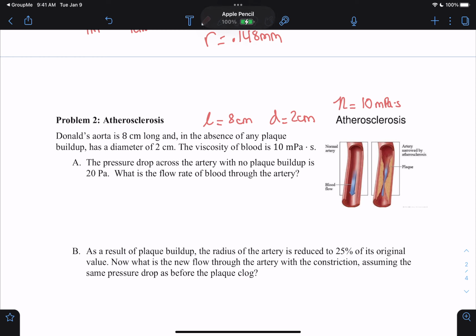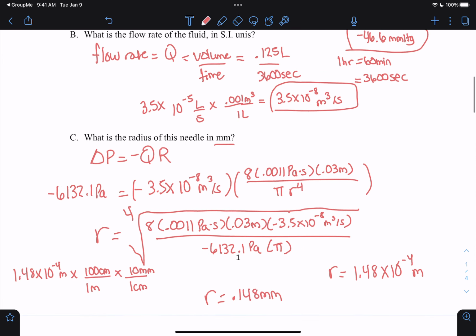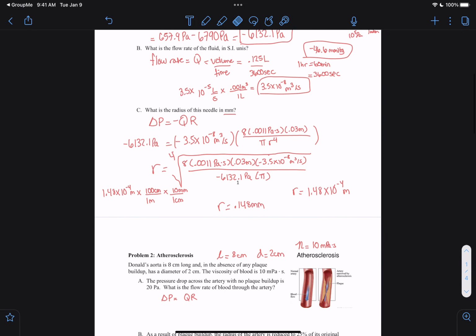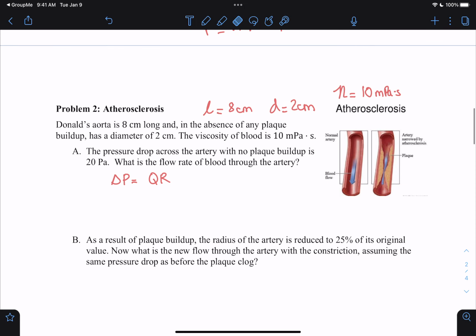So let me see here. Yeah, excellent. Yep. So we have a volunteer. All right, excellent job, Carlos. Yep, we can use the same equation from part C in problem 1, which is Poiseuille's equation, right? Delta P is equal to negative QR. Yeah, negative QR.